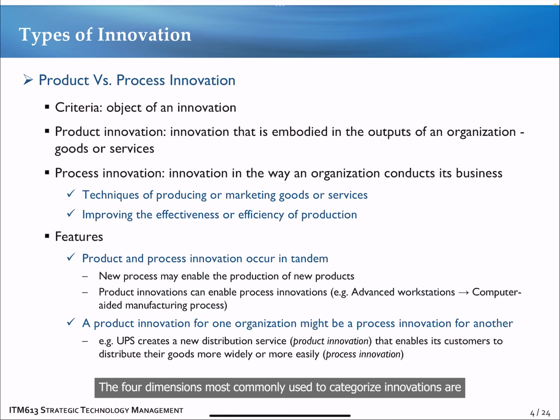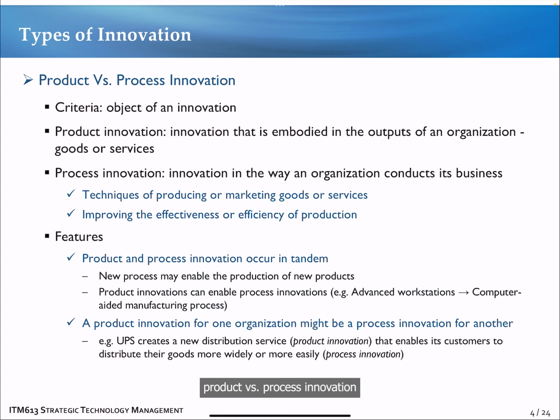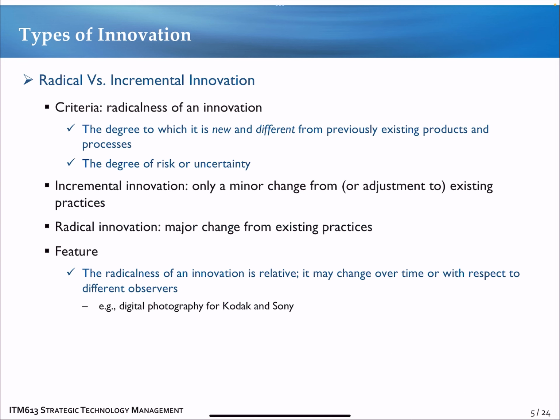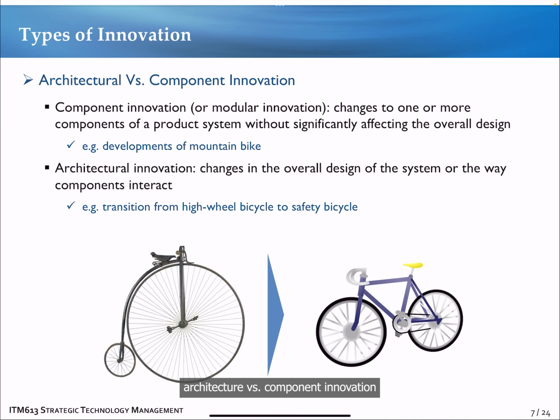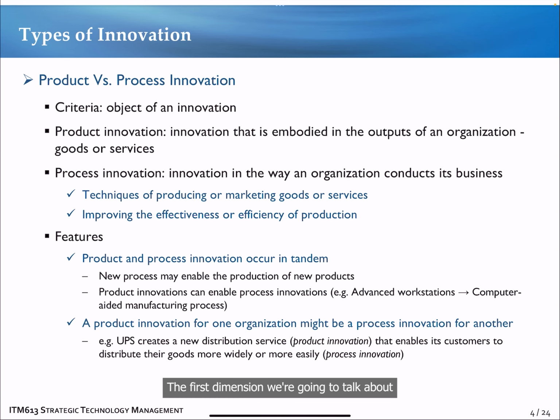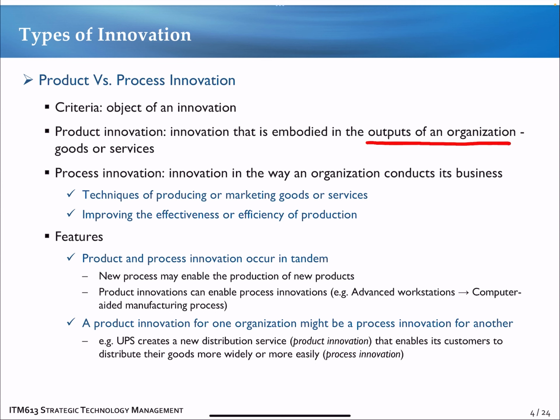The four dimensions most commonly used to categorize innovations are product versus process innovation, radical versus incremental innovation, competence enhancing versus competence destroying innovation, and architectural versus component innovation. The first dimension we're going to talk about is product versus process innovation. Obviously, the dimension is about the object of innovation. Product innovation is innovation embodied in the outputs of an organization, like goods and services.